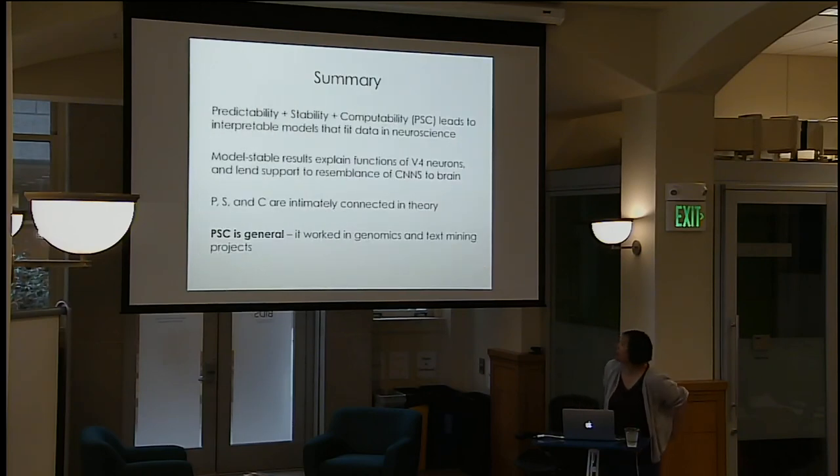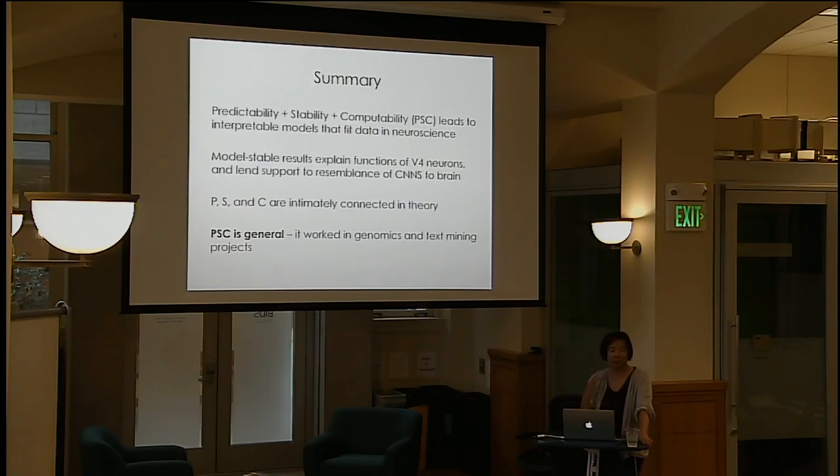So to summarize, I hope I made some case for you to try this workflow of prediction, stability, and computability, which has always been there. You couldn't do prediction or stability without computability. And for the second part, I hope you are convinced, like me, that we landed a tiny bit of evidence to say that deep learning networks built on ImageNet do capture, at least in the early layers, something about biology.